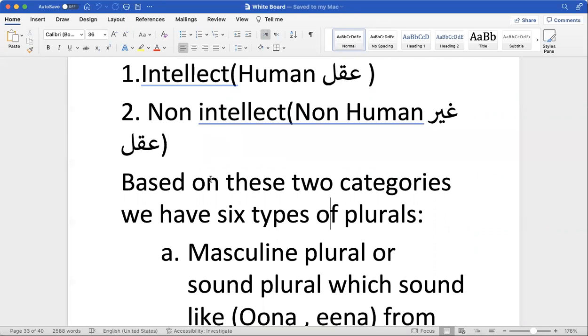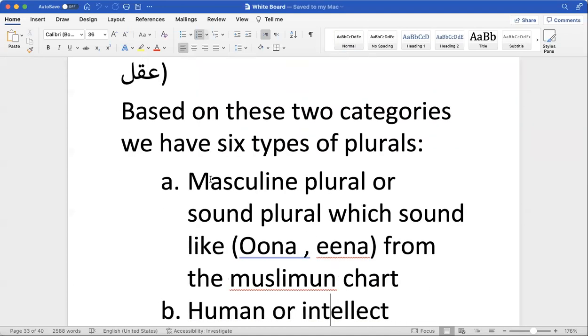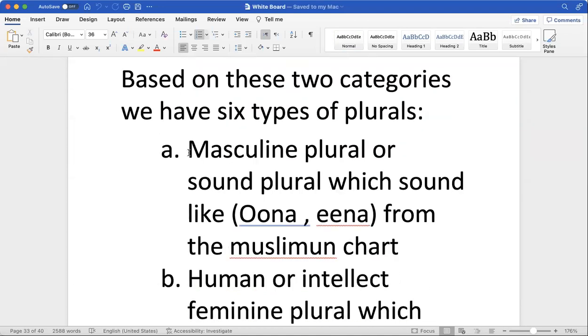So let's go one by one. What are these 6 types of plurals? First, what we understood is the masculine plural or sound plural, which sounds like una, ina from the Muslim chart. So if you have isms ending with una, ina, right?